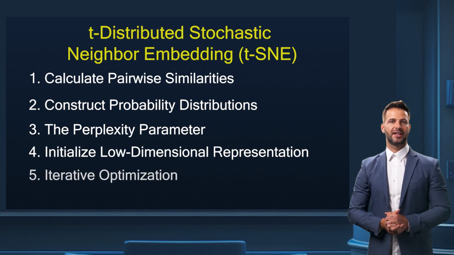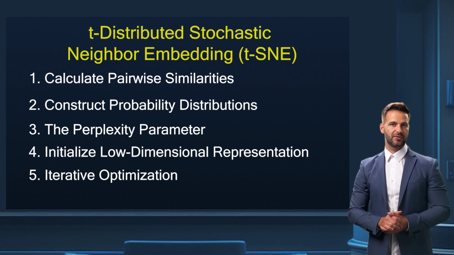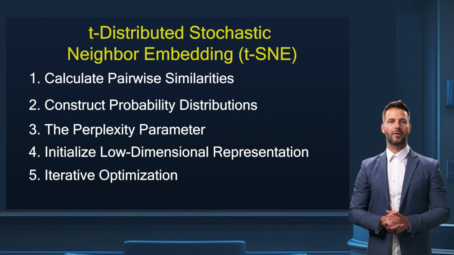And 5. Iterative optimization. Calculate a similar probability distribution in the low-dimensional space based on the current positions of the points. Use gradient descent to minimize the Kullback-Leibler divergence between the high-dimensional and low-dimensional probability distributions, iteratively adjusting the positions of points in the lower dimensional space to better represent the original relationships.